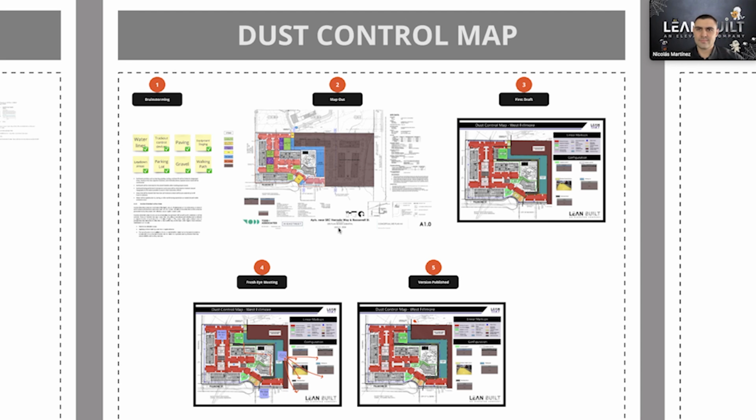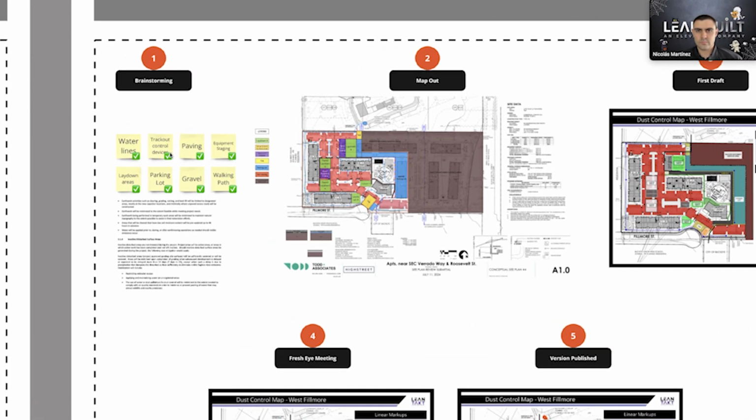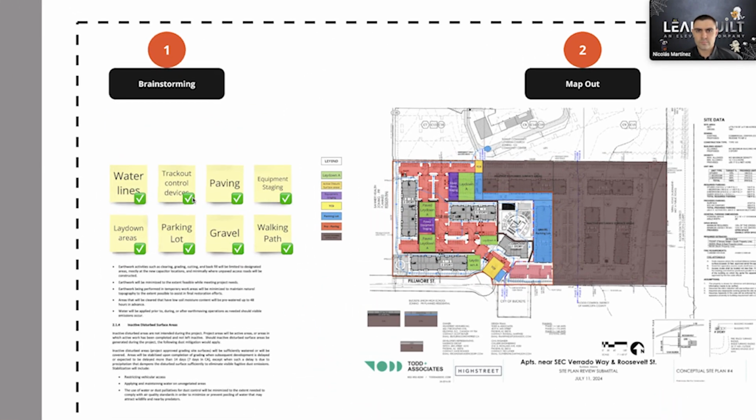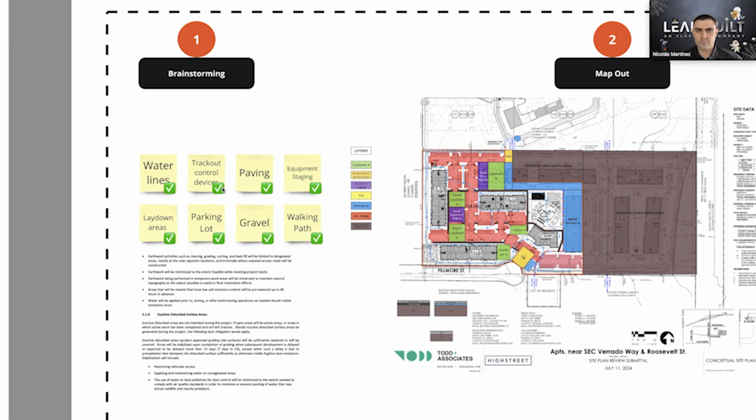Nico and the team have been working on a dust control permit for this site. Part of that is to map out what needs to happen on site in order to create our dust control plan. So, Nico, I've got a few questions for you. Walk us through, starting at the very top, step one, brainstorming. Walk us through the steps you took to make this dust control map that we're going to use for our dust control plan.